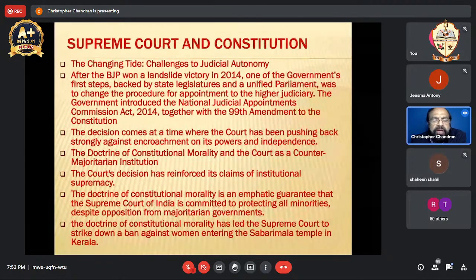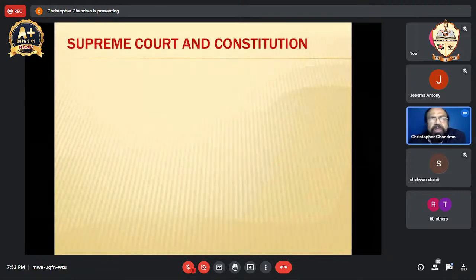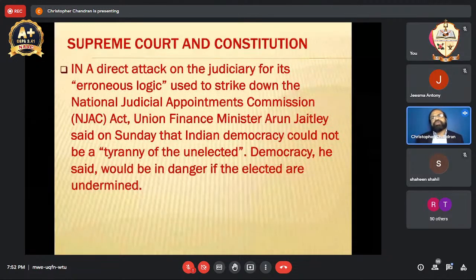Because I'm speaking to a group of Kerala people, I thought this could be an example. The doctrine of constitutional morality has led the Supreme Court to strike down a ban against women entering Sabarimala temple in Kerala. Very simple morality. If men can enter, women should be able to enter. As simple as that. It's constitutional morality by which women were given access to Sabarimala temple. I'm not going into the religious or other aspects. This is one side of the Supreme Court.